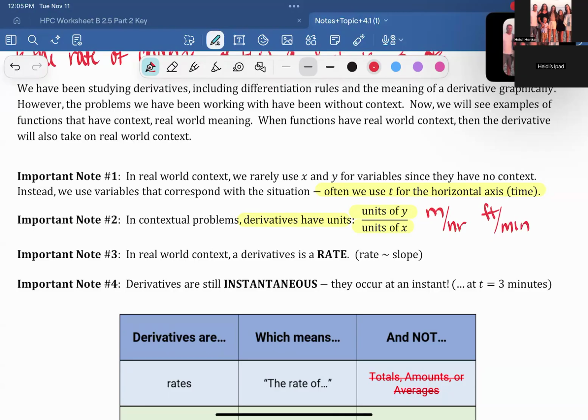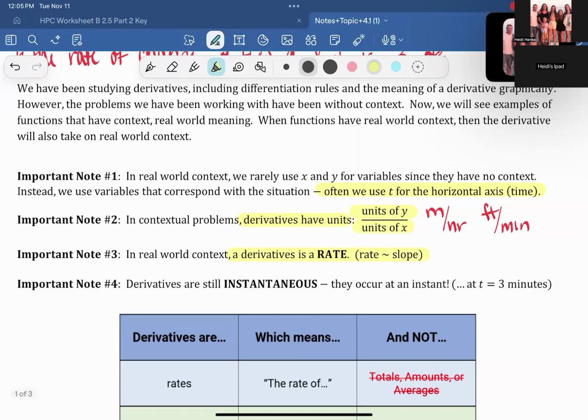Most of the time, the x is going to be a time, hours, minutes, seconds, whatever that may be. And then whatever it is that they're talking about, it might be people per hour. It just depends on what it is. In a real world context, derivative is a rate. Rate is equivalent to a slope.